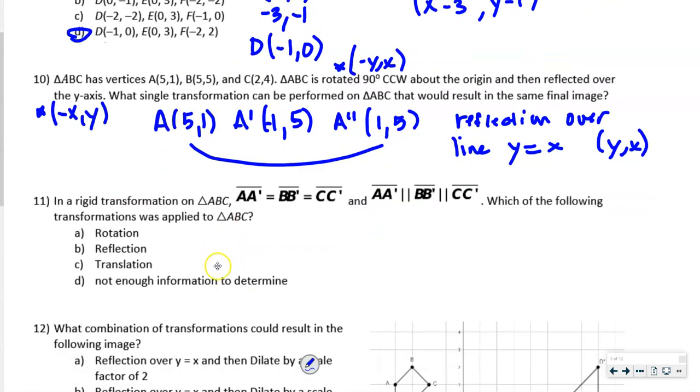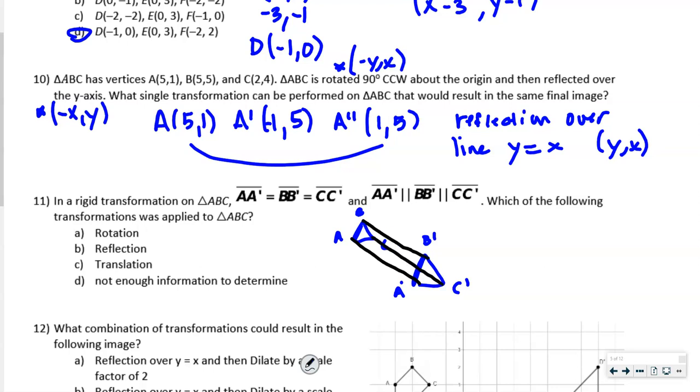Okay, so number 11 says in original transformation, ABC and all the sides are all the lines connecting the vertices are congruent, and all the lines connecting the vertices are parallel. Which of the following transformations was applied to ABC? So if I do A, B, C here, and I do A prime, B prime, C prime here, and we connect those vertices, okay? So we connect that to that, B to B, and C to C.